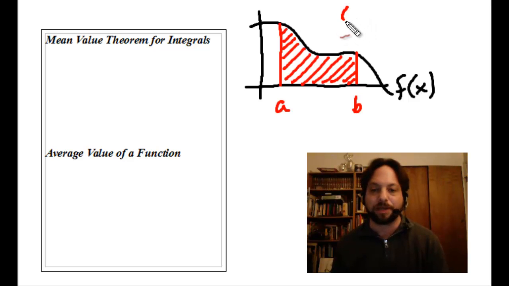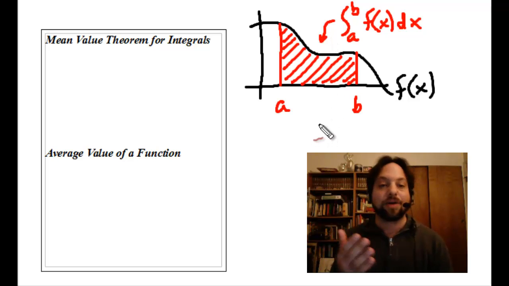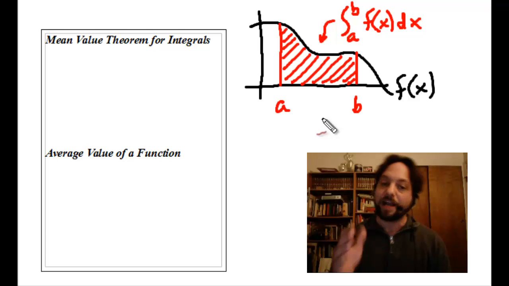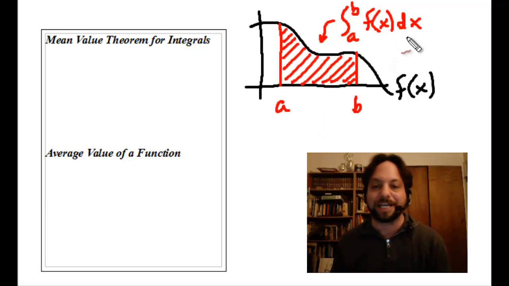Well, quite simply, it would be the definite integral from a to b of f of x dx. That would be the area of that red region. Now, if I want the average value of that, I just added them up. But what do I need to divide by? In other words, how much did I just add up?